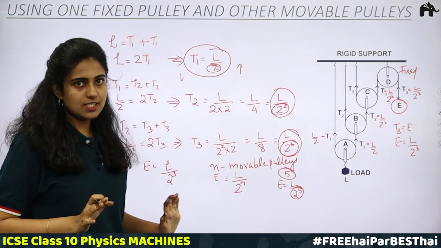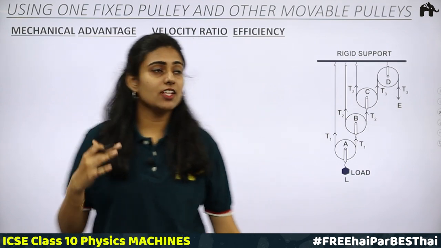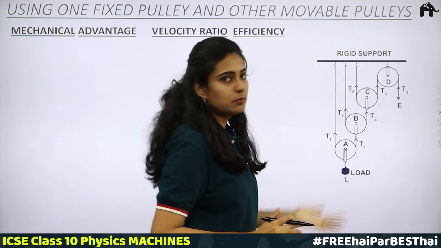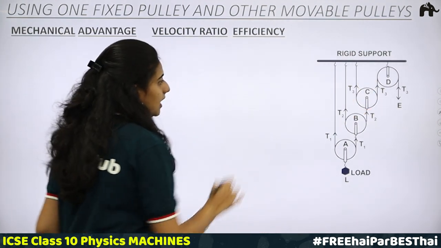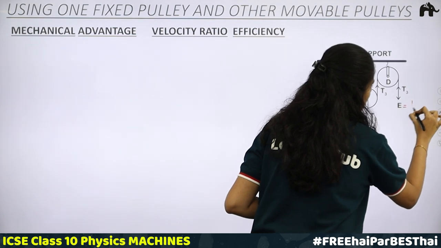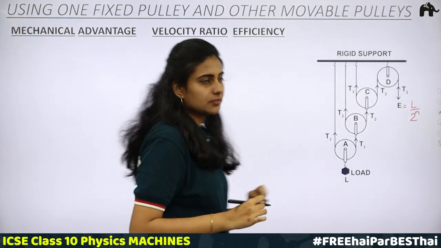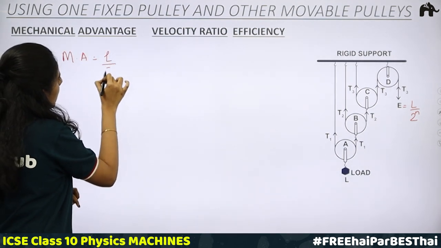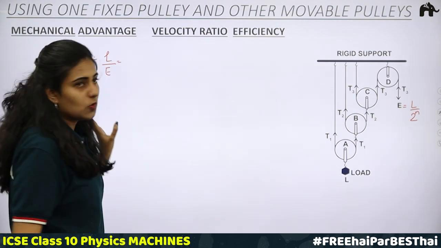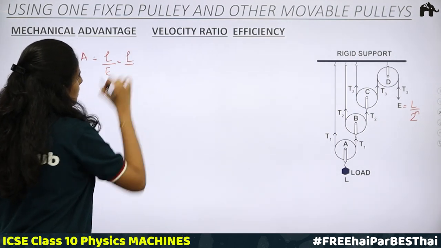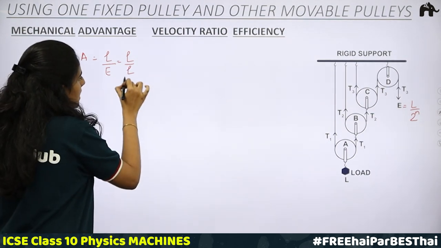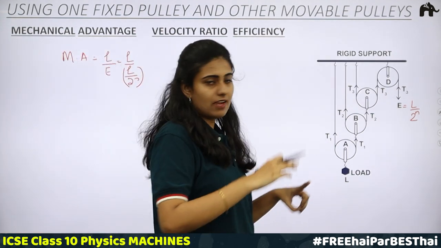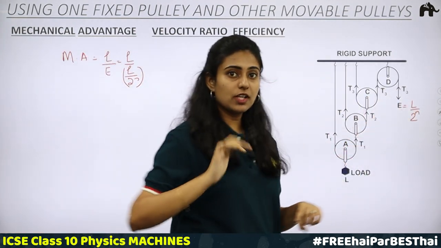Okay, understood the system? Now let us find the mechanical advantage, velocity ratio and efficiency in this case, that is a combination of pulleys. Here we have three movable pulleys and a fixed pulley. We are getting the effort equal to load divided by 2 raised to n. How to calculate mechanical advantage? Mechanical advantage is load divided by effort. Here, what is the load? Load is L. And effort is L divided by 2 raised to n, where n is the number of movable pulleys. We have taken the case of 3, then it becomes 2 raised to 3.